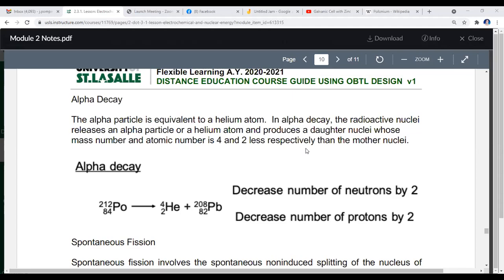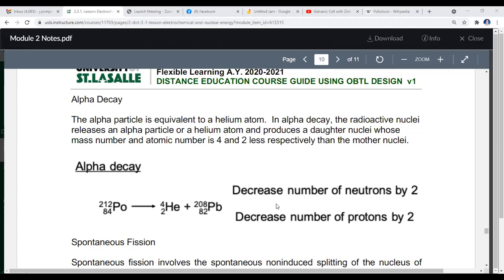So the mass number and atomic number are decreased by 4 and 2 respectively in the mother nuclei. Subtract 4 here, subtract 2 here. So the mass number is 200 minus 4, and the atomic number is minus 2. Now, this is your parent nuclei and this is now your daughter nuclei.